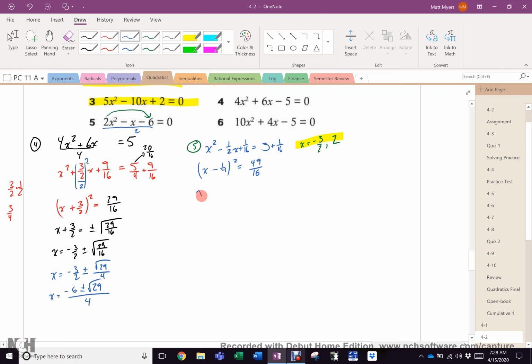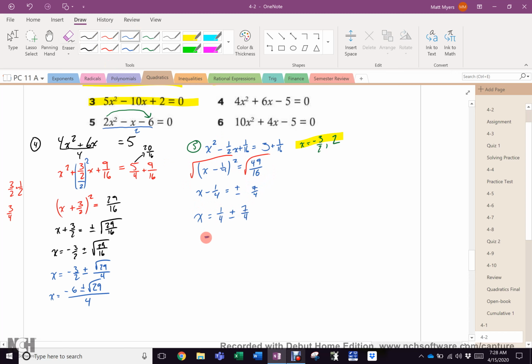Square root both sides, x minus 1/4 equals plus or minus the root of 49 over 16, which is 7/4. Oops, 7/4, right? Because I got to take a square root of that side. It's perfect squares. So now x equals positive 1/4 plus or minus 7/4.